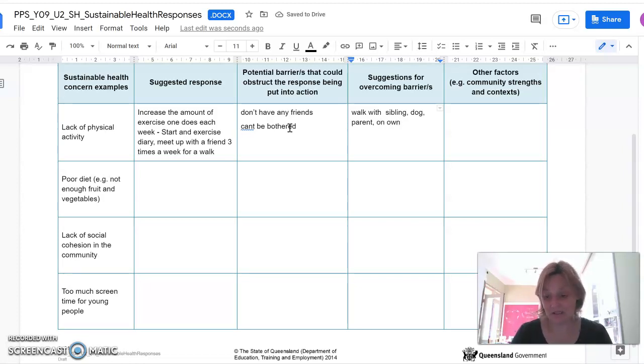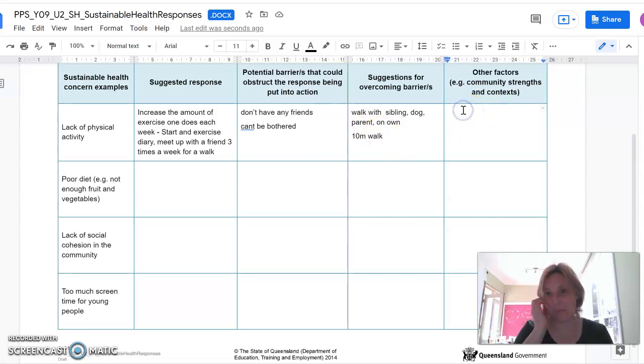Can't be bothered. Well, we know that it's really important to exercise, hopefully at least 5 times a week. So maybe they could just start with, I'm just going to go for a 10-minute walk as a start, and then build up. And they might say, all right, I'll do that twice a week. And then we'll gradually increase that with maybe 20 minutes 3 times a week, maybe 30 minutes 4 times a week, and think about those kind of things.